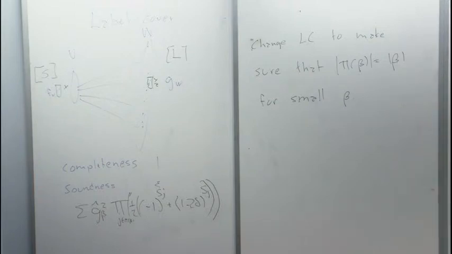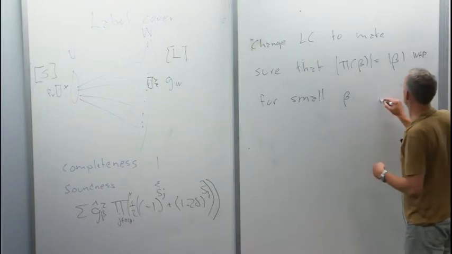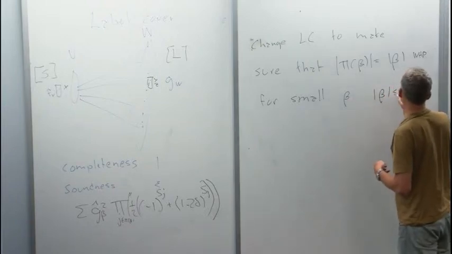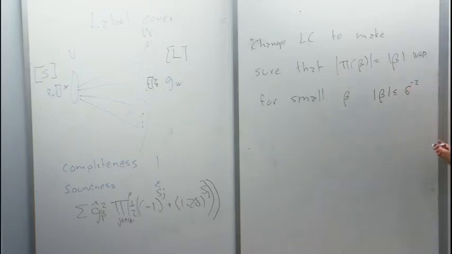The obvious thing, which didn't occur to me but occurred to Sauvage-Côte a number of years later, is that we can change the label cover instance. In fact, for a reasonably small set, and here you should think of beta smaller than delta to the -2 or something, we actually want the projection to be 1-to-1 with high probability over the choice of a random name.